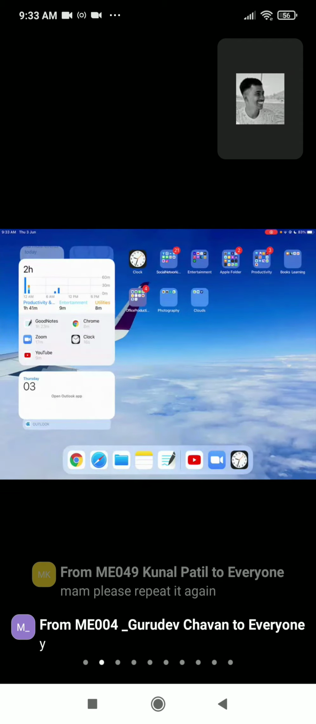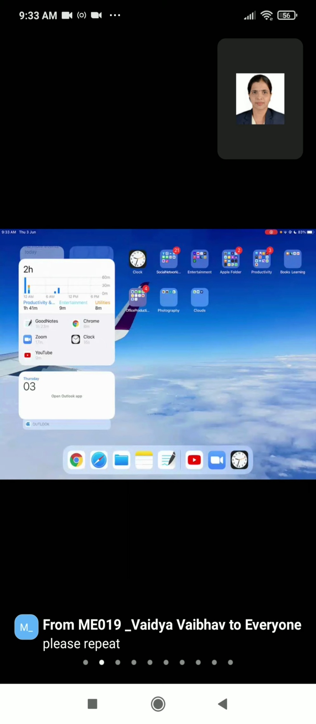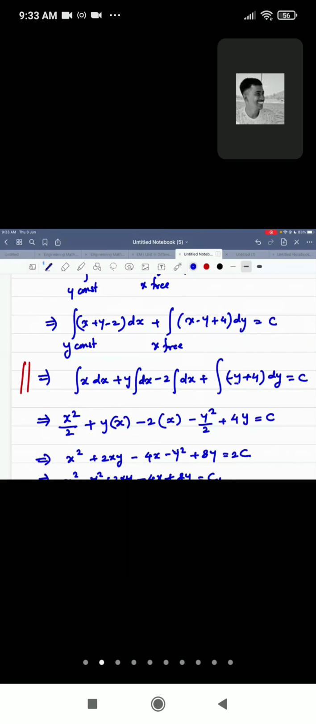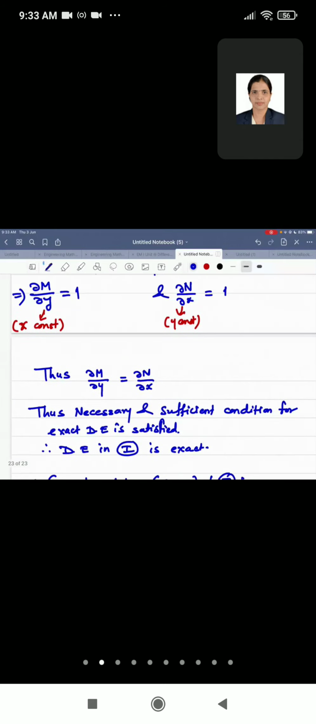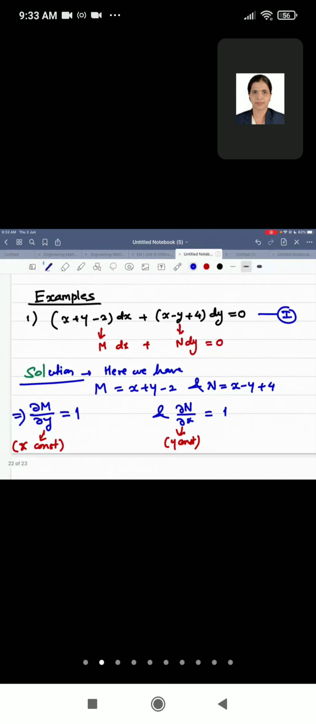Ma'am, please repeat the condition satisfaction step. The general solution one. Which condition? Please repeat. This condition, the one where we prove del M by del y equals del N by del x. See, whenever the equation is given to you, you write it in the form M dx plus N dy equal to 0. After that, you write what is M, what is N. Is it clear up to that step?